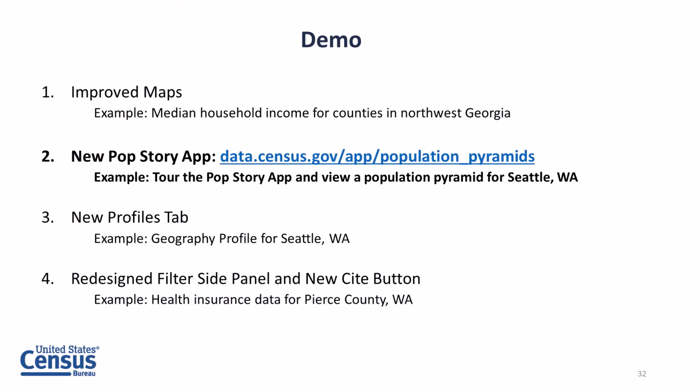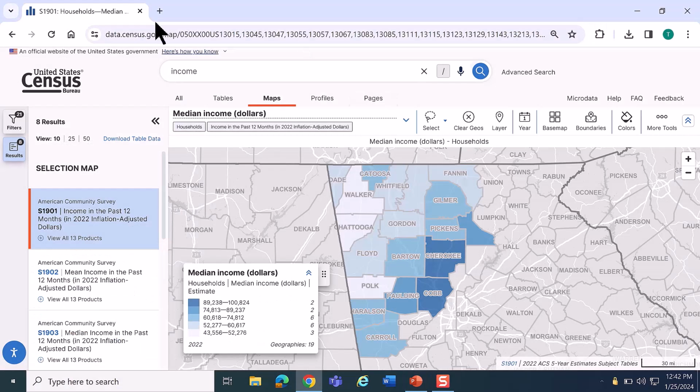Now that we've covered those map updates, I did want to move on and show you the new PopStory app. Here we're going to take a tour of the app, and I'm going to show you a population pyramid for Seattle once we get to the interactive widget at the end. As a reminder, you do need to visit the specific URL shown here on screen in order to get to the PopStory app.